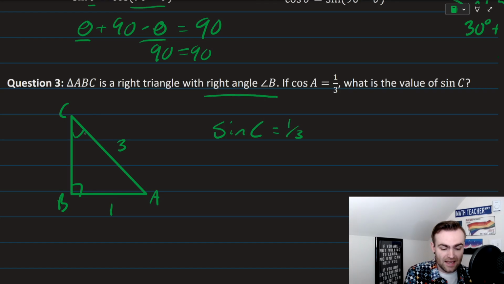Why? Well, this angle here and this angle here have to add up to 90 because there's 180 degrees in a triangle, and 90 of those degrees are already being used, which means there's only 90 left. So whatever angle A is and whatever angle C is have to add up to 90, meaning that we have the cosine and sine of complementary angles, which means that the values are going to be equal.